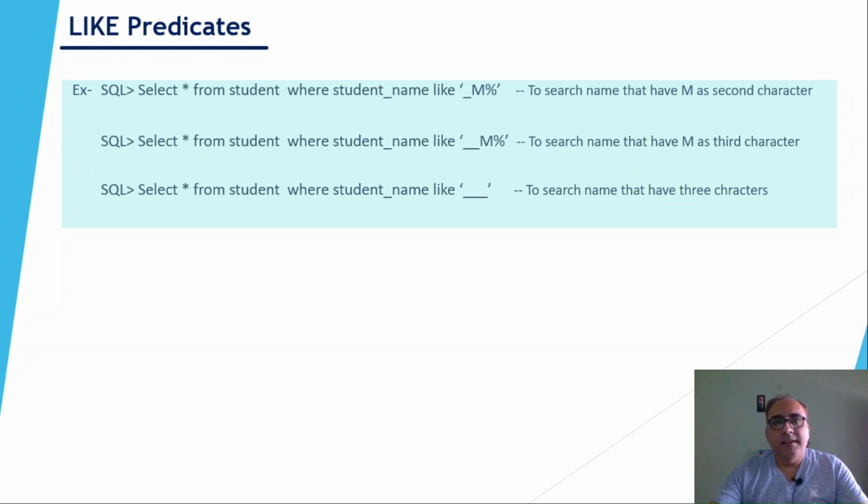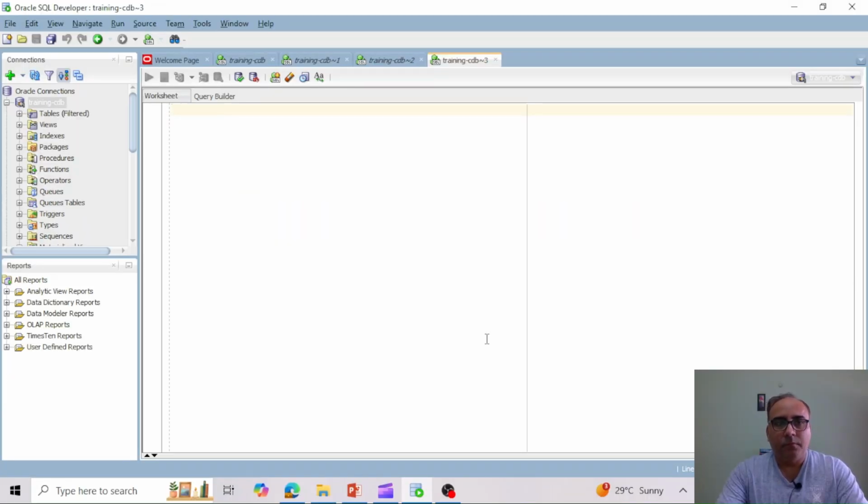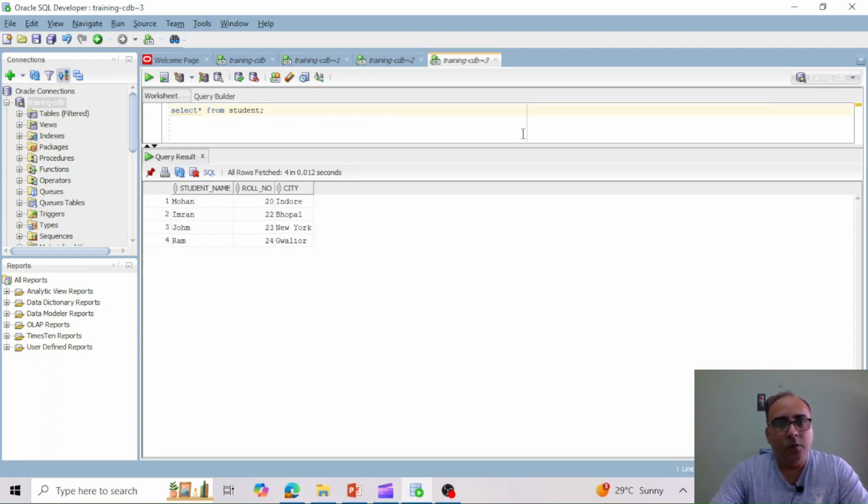So let's do some practical exercise, then I think you will have a clear picture of all these operators. For that, first I'll show you the table which we are going to use. SELECT * FROM student. So this is the data for this particular table. We have 3 columns: student name, roll number, and city. We are going to do all the operations on this particular table.